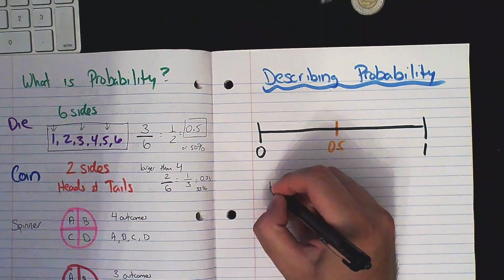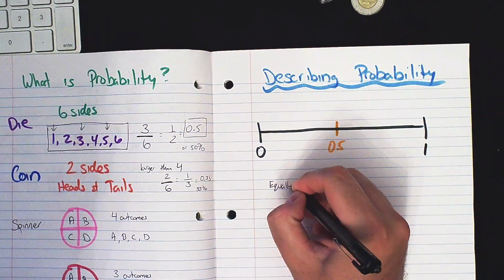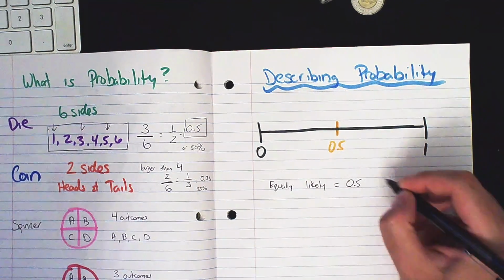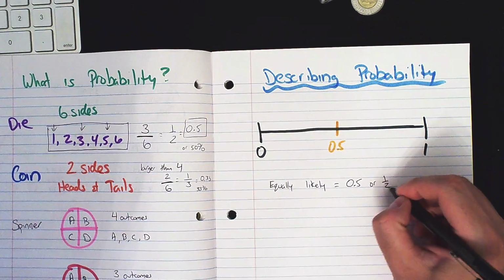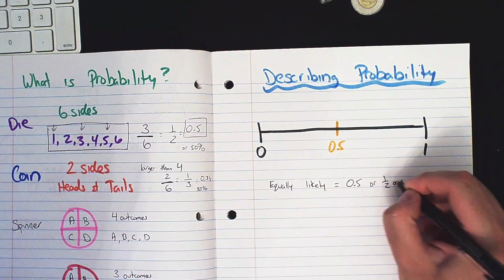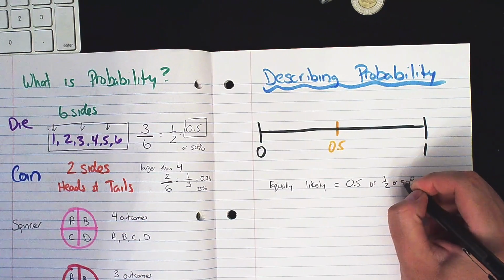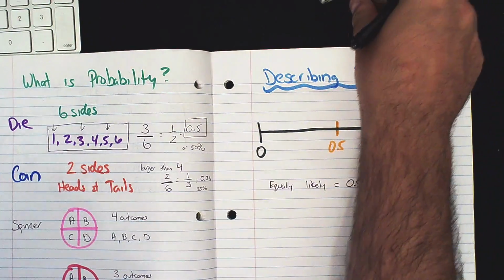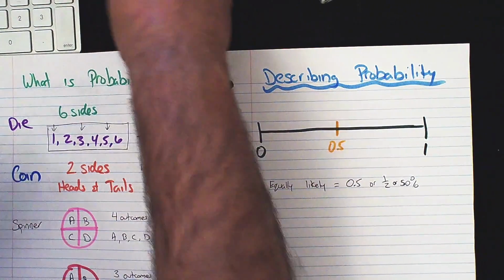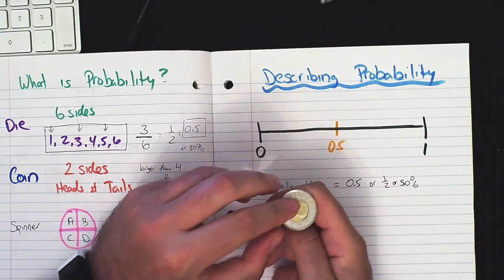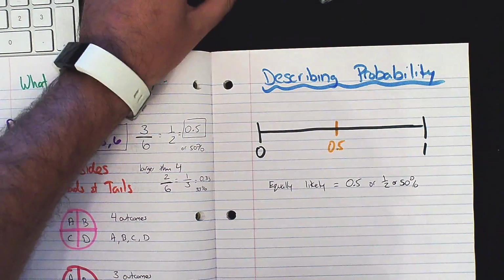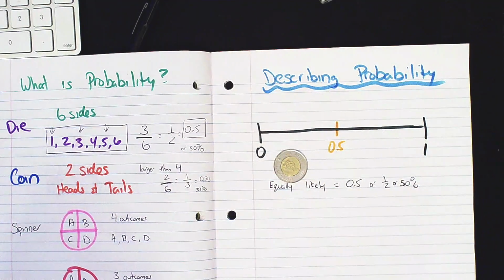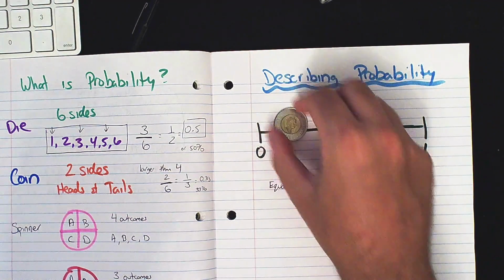So equally likely is when it's 0.5 or 1 over 2 or 50%. That means anything can happen, one or the other. Just like with a coin. If I flip this coin, it was heads. It is equally likely to get heads and tails because there are only 2 options.